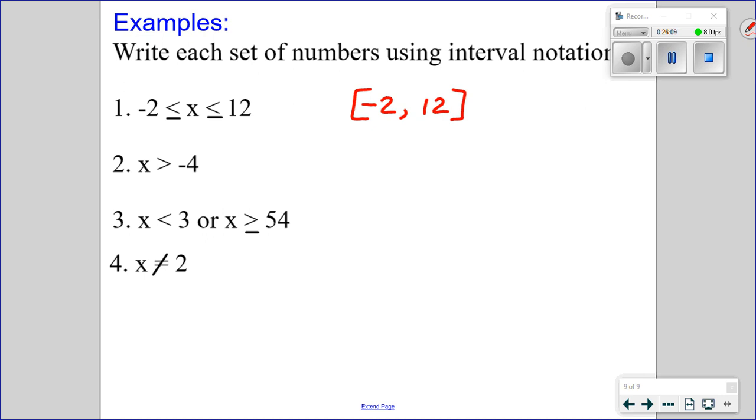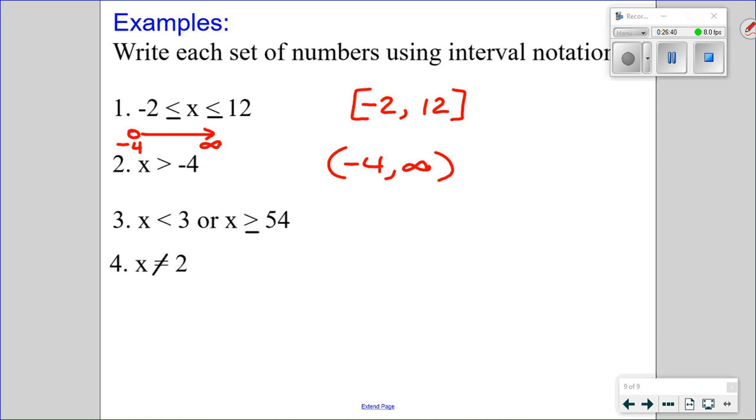Okay, number two, x is greater than -4. In interval notation, that would be parentheses, -4, comma, infinity. And again, if you're having trouble with this, I would say graph that inequality. For instance, we would have an open circle on -4, but then an arrow going to the right, because x is greater than -4.